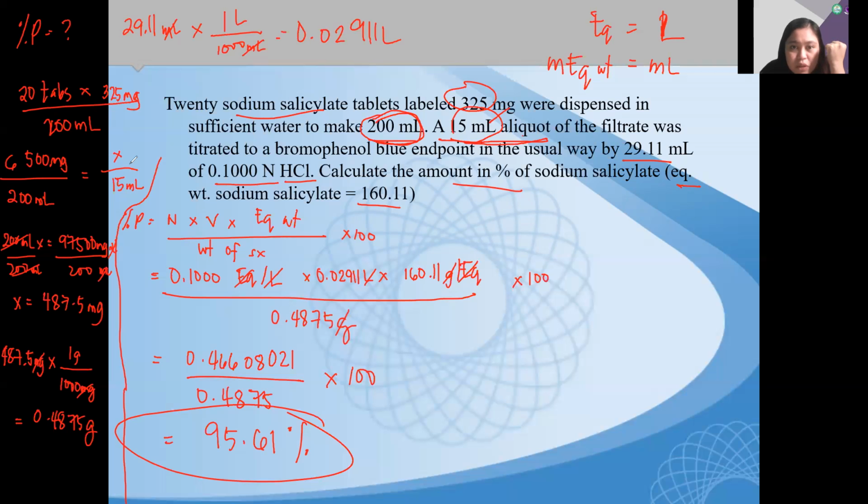Pero pwede din po siya, ma'am, na i-convert sa ito. Yung equivalent weight, you can convert this to MEQ also just by dividing 1,000. Divide mo yung 160.11 sa 1,000, magiging MEQ weight na yan siya. And you are no longer required to convert the volume in ml. Mag-assist na siya na ml as long as partner silang dalawa ng milli-equivalent weight. Okay, do you have questions about the direct titration?